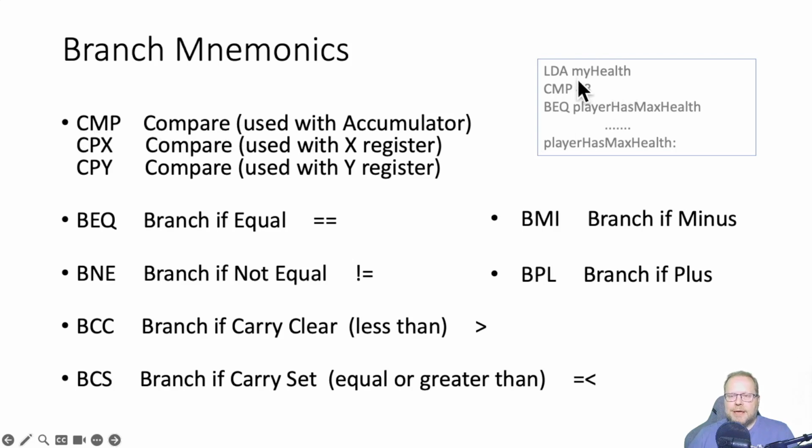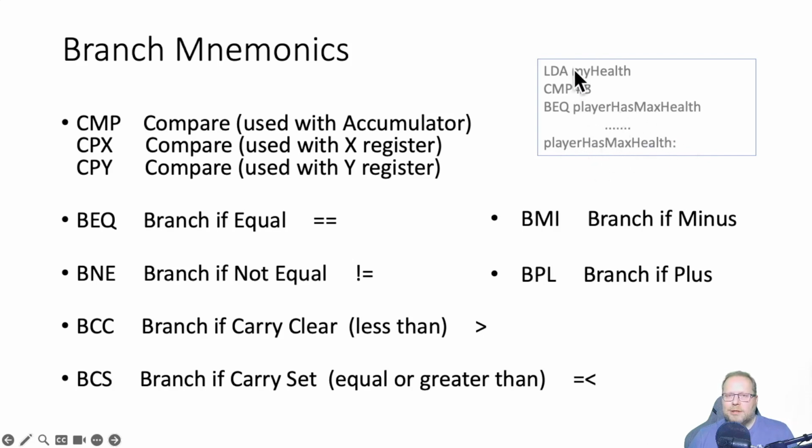So LDA my health, I'm loading A with my health. Then I'm comparing it to the number 8. CMP, compare. So I'm comparing this value to the number 8. Then I say branch if equal. If these two numbers are equal, then branch to this label, player has max health.